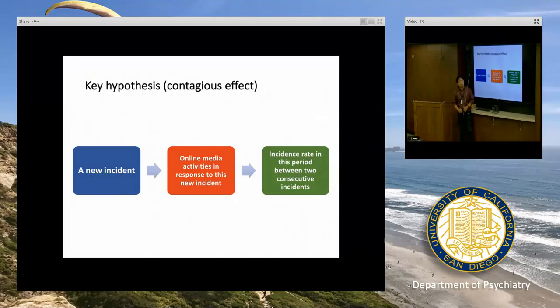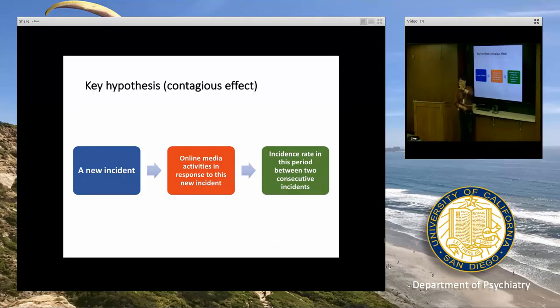So we are proposing a hypothesis that this snowball effect or contagious effect was triggered by the exposure to media. So we are thinking that maybe it might be reasonable to say that if there was a new incident, it will trigger some other media coverage, right? So we'll measure how many online reports have been published after that incident and before the next incident. And again, we can also measure how frequently online users search for information with the keyword mass shooting, for example.